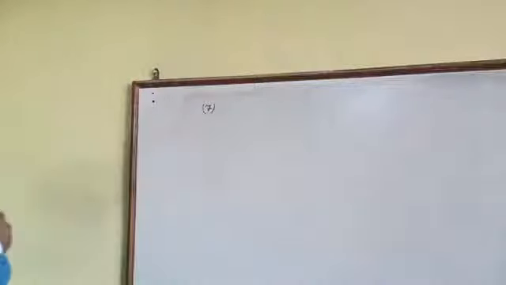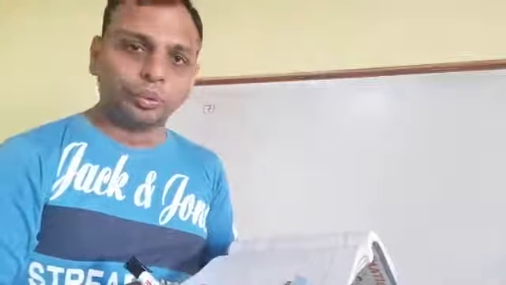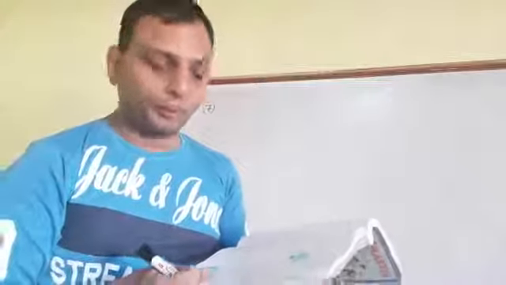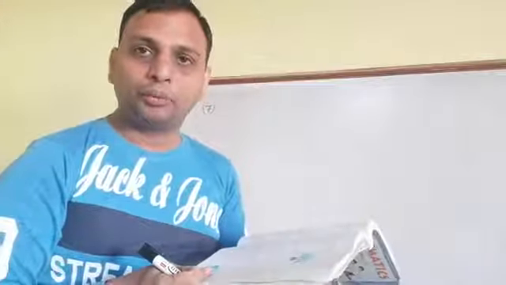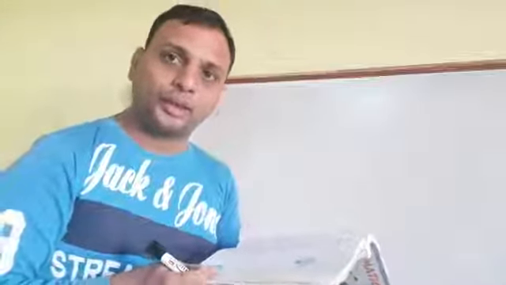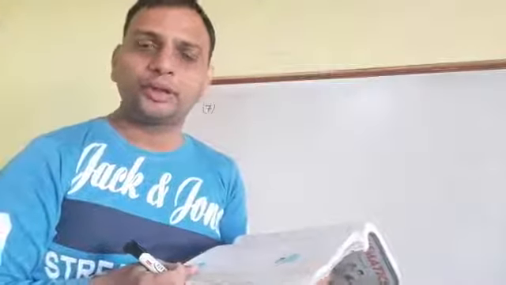Seventh question. Now the seventh question is a little different. Let me read it for you. It is said in the question, the diameter of the moon is approximately 1/4, the fourth part of the diameter of the earth. Means the diameter of the earth is 4 times bigger than the diameter of the moon. We have to find the ratio of their surface areas.